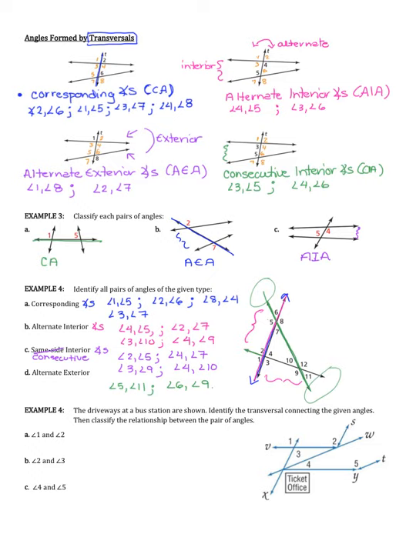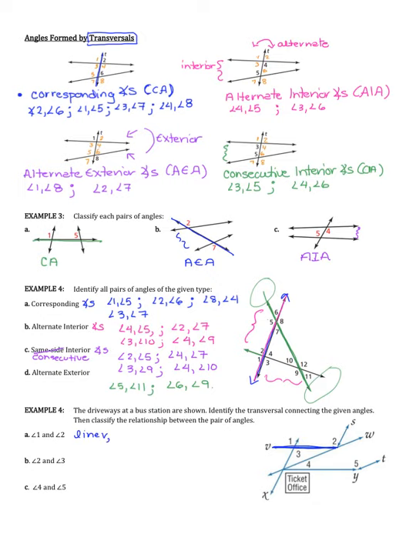So let's look here. We have the driveways at a bus station shown below. It's a crazy bus station. Identify the transversal connecting the given angles, then classify the relationship between the pair of angles. I think it is so important to be able to identify the transversal, because that's what the two angles will always share. They'll always be coming off the same transversal. So they have here angle 1 and angle 2. I want to draw the line that goes between angle 1 and angle 2. So my transversal is going to be line V.